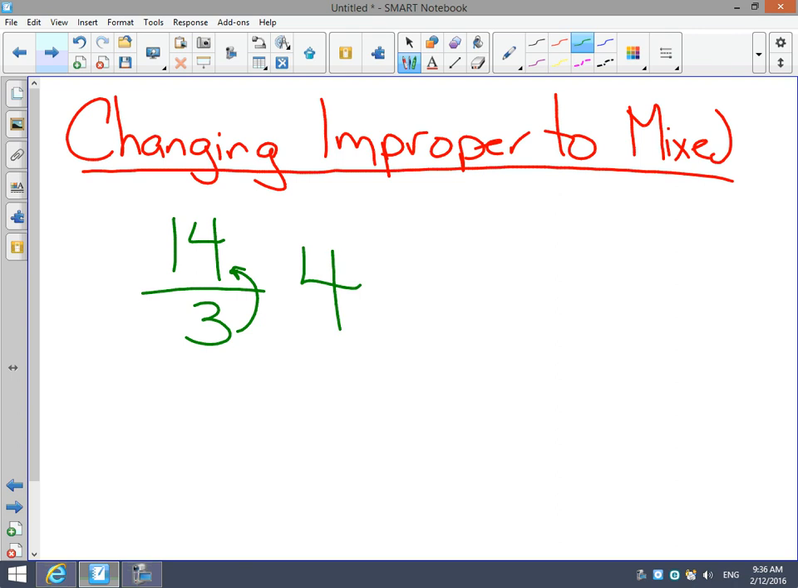Now that we know that, we simply say, okay, 4 times 3 is 12. My number was 14, however, so we subtract. 14 minus 12 has a remainder of 2, and again, the denominator stays the same. So 14 over 3 is equal to 4 2/3.